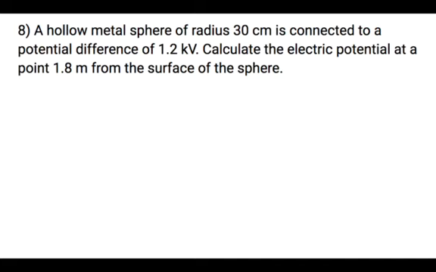Homework M6C2 test electric fields. Question number 8, which reads: a hollow metal sphere of radius 30 centimeters is connected to a potential difference of 1.2 kilovolts. Calculate the electric potential at a point 1.8 meters from the surface of the sphere.